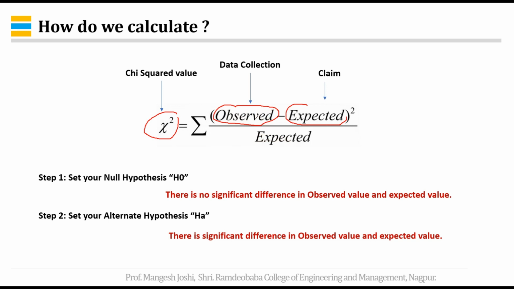We will introduce one more term, that is, the null hypothesis and the alternate hypothesis. Your null hypothesis is the claim that you are making. We set the null hypothesis as there is no significant difference between the observed value and the expected value, meaning they are equal. And set your alternate hypothesis, HA, as there is a significant difference between the observed value and the expected value, and you cannot say that you have an equal number of boys and girls.